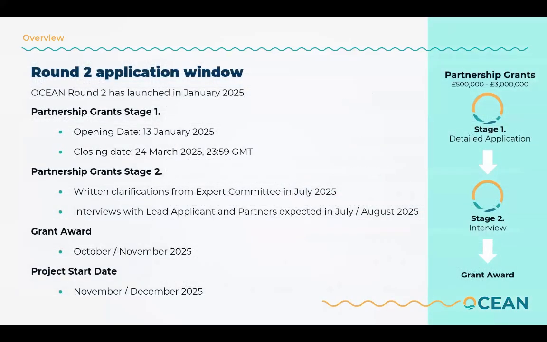The next slide is a little overview of the dates you need to keep in mind. So right now the call is open. It will close the 24th of March. And in case you go to stage 2 and you are selected, then you will receive written clarifications from the expert committee in July 2025. And the interviews, which are stage 2 of these partnership grants, with the lead applicant and partners are expected in July, August 2025. So the grant award is going to be October, November 2025, and the start date, as I said, November, December 2025.